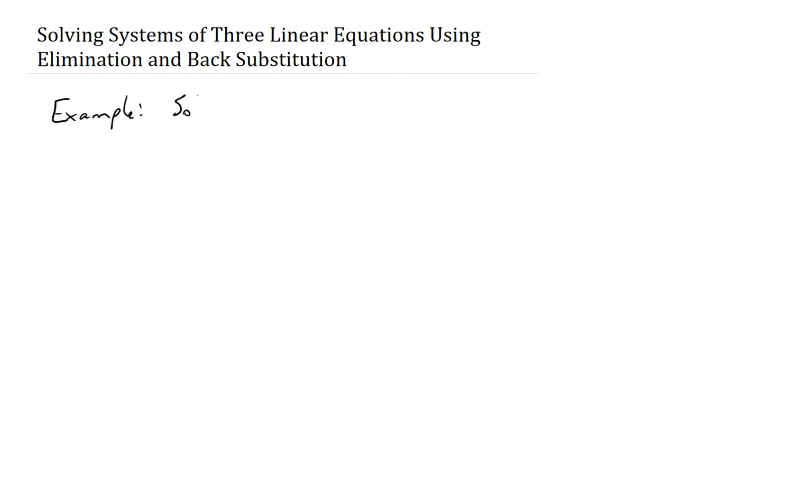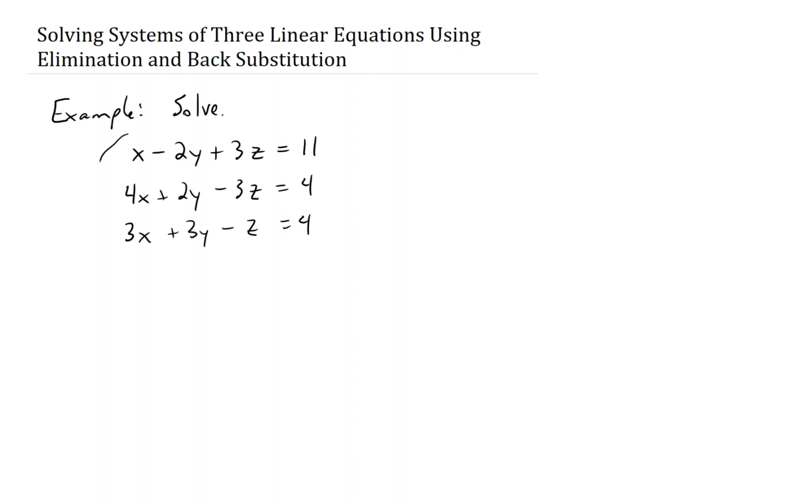Say we want to solve the following system. The first equation in three variables is x minus 2y plus 3z equals 11. The second one is 4x plus 2y minus 3z equals 4. And last we have 3x plus 3y minus z equals 4.